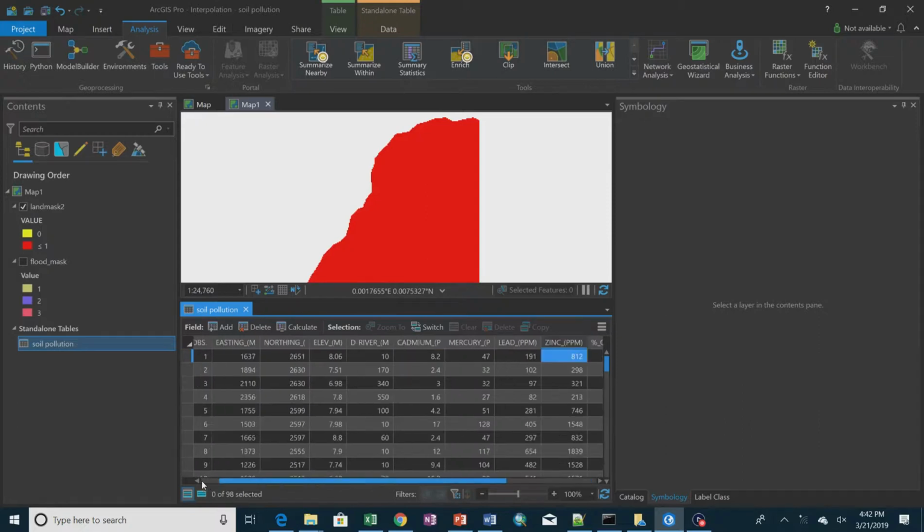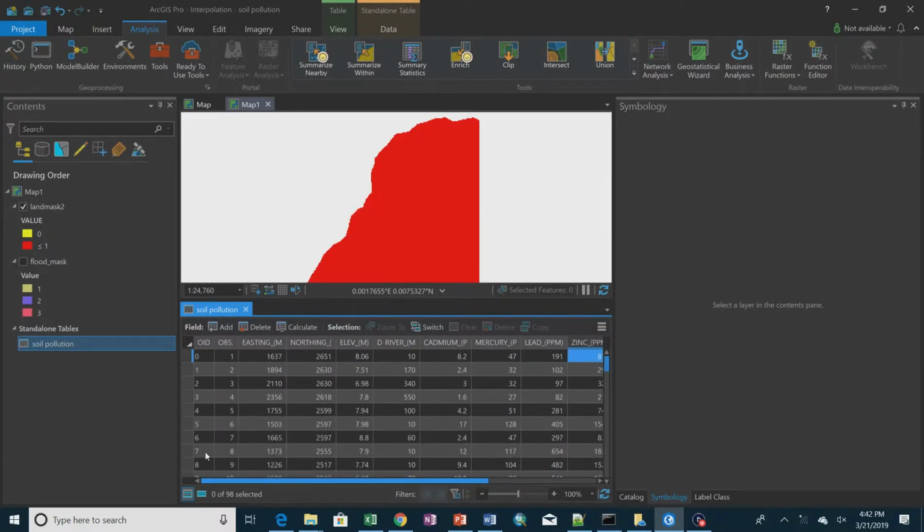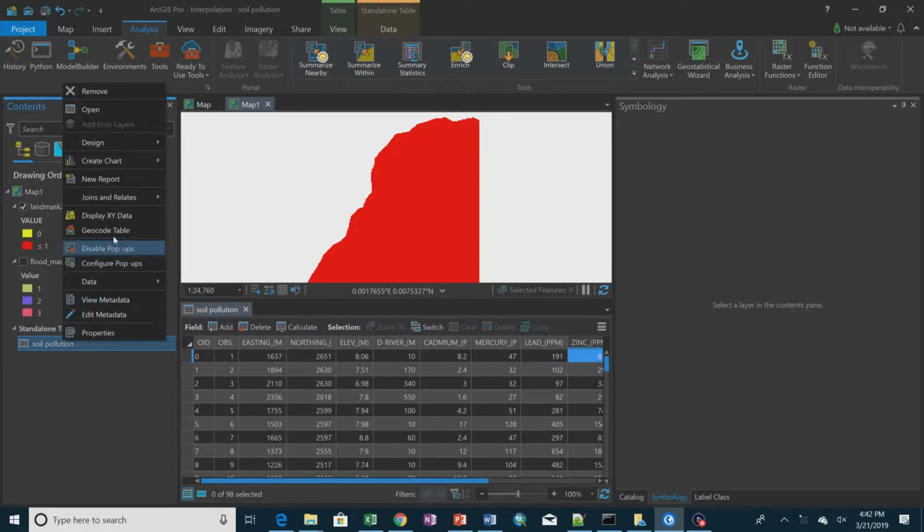Right? But one of the problems is that this data isn't spatial. This is just a data set that's a table. If we want to turn this into a spatial data set, what we have to do is right-click on this and go up and say Display XY Data. That will allow us to turn tabular data into a spatial data set.